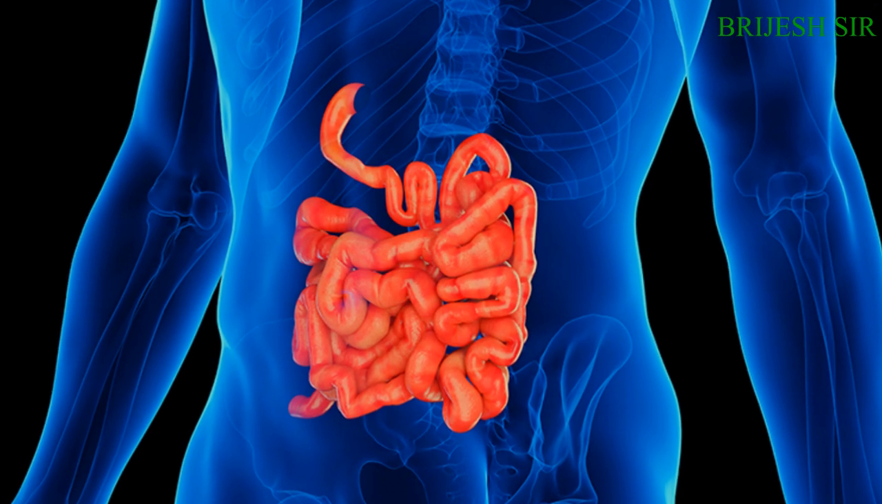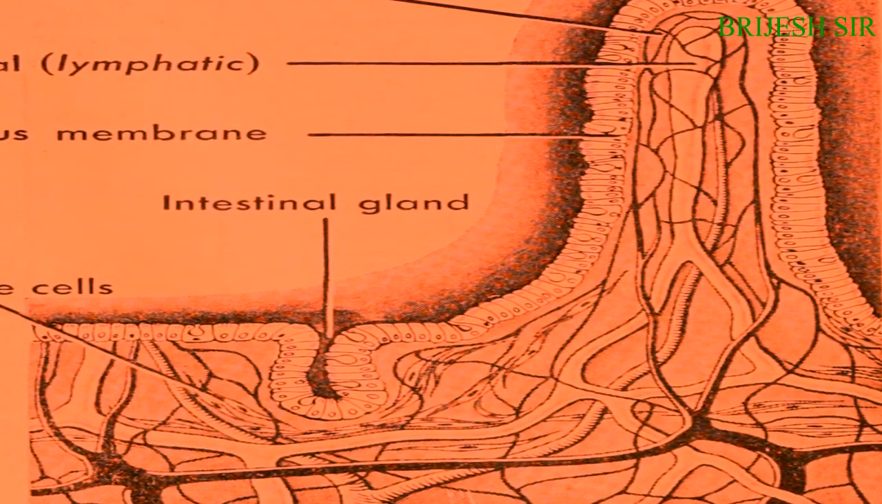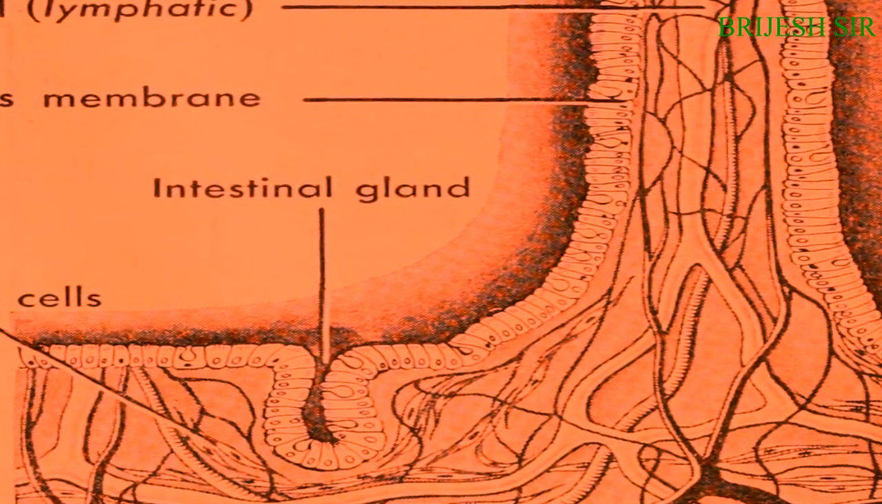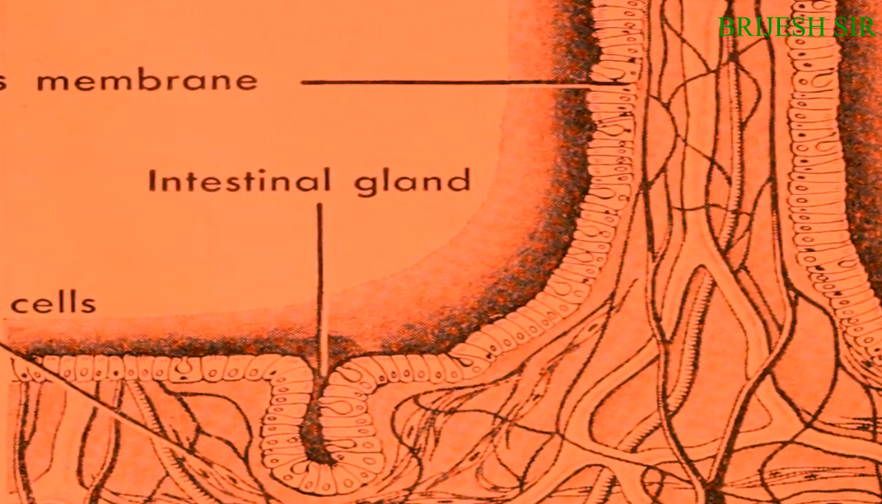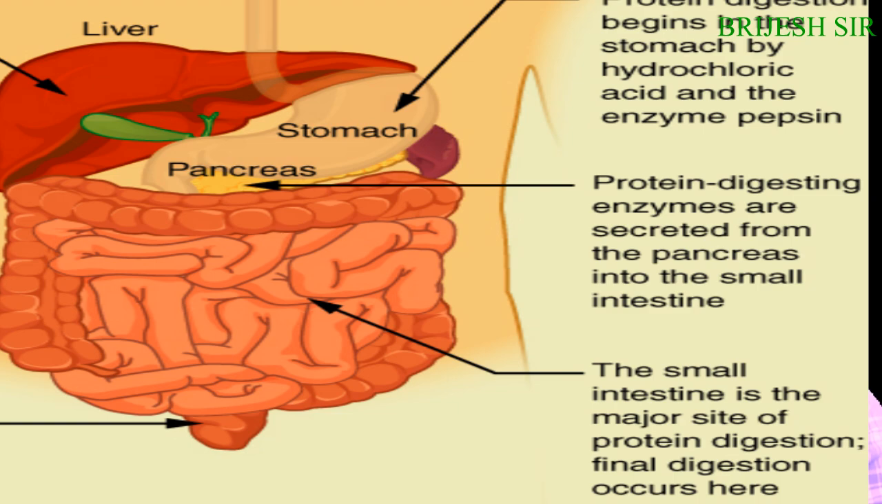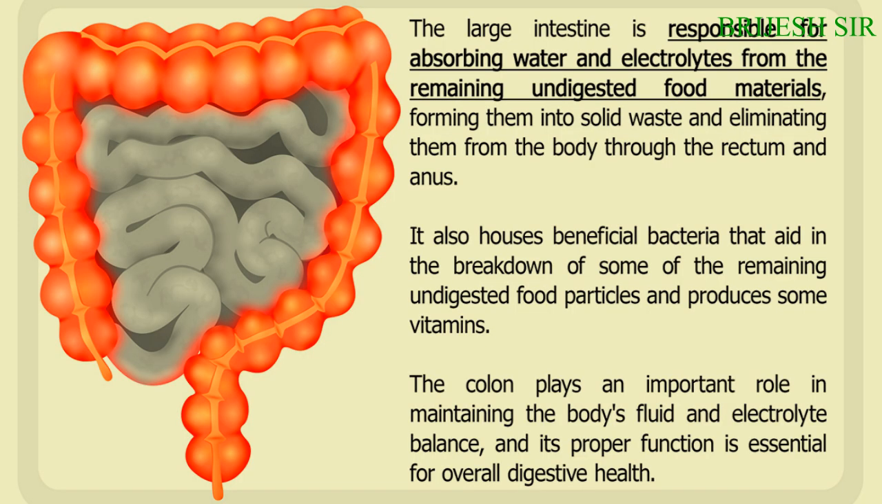Small intestine has large glands which are called intestinal glands. They release different types of enzymes which help in digestion of carbohydrates, proteins, fats, DNA, RNA. Complete digestion of food takes place in the small intestine. In large intestine, no digestion takes place. It releases mucus which lubricates the feces.